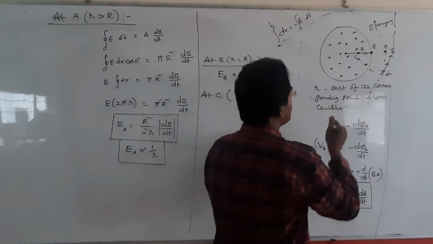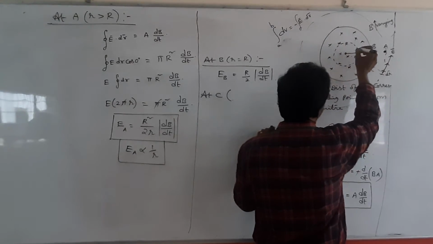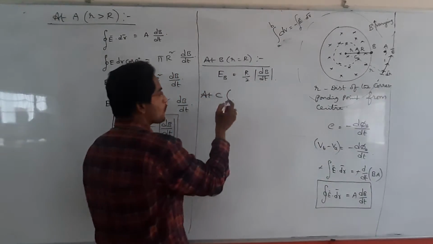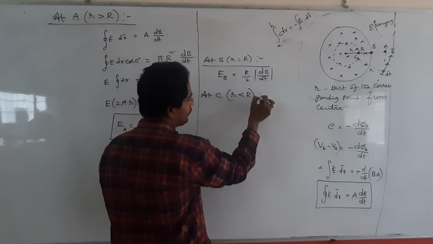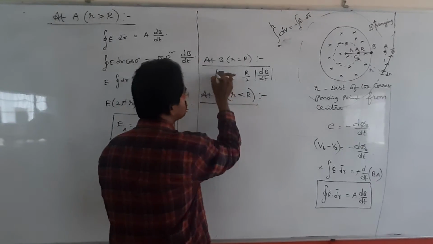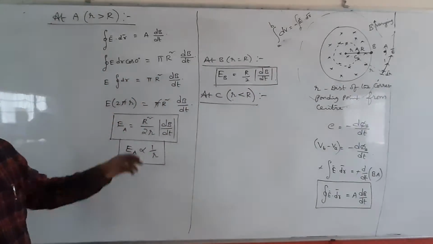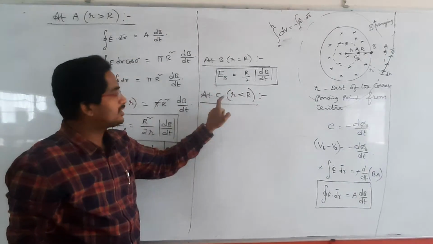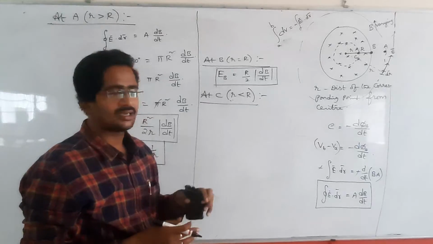Okay. Now, if you form the closed loop here with radius r, what are we getting? Actually, small r is less than capital R now at point C. So E at B we could directly write by putting smaller r and capital R as equal in this. Now come to the point C, the point where it is inside.